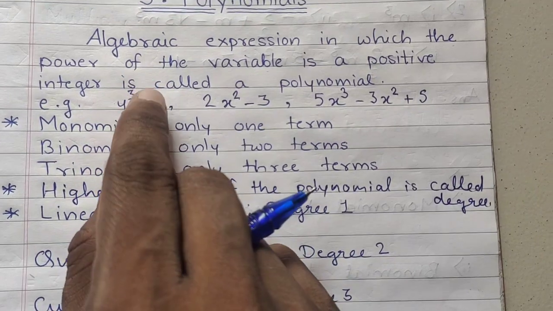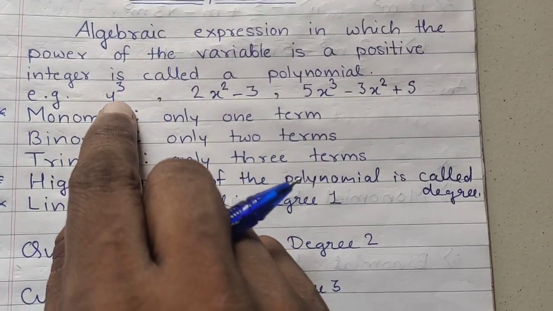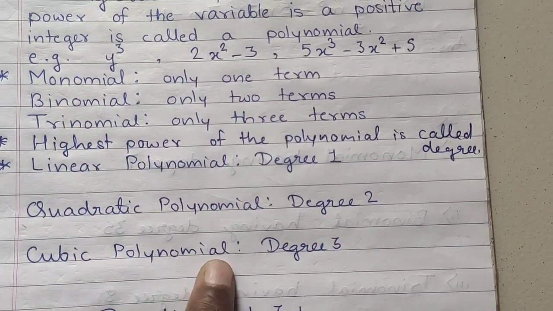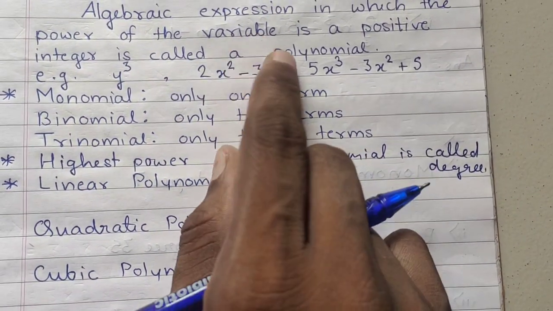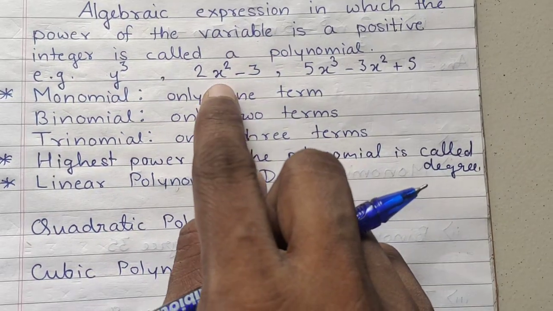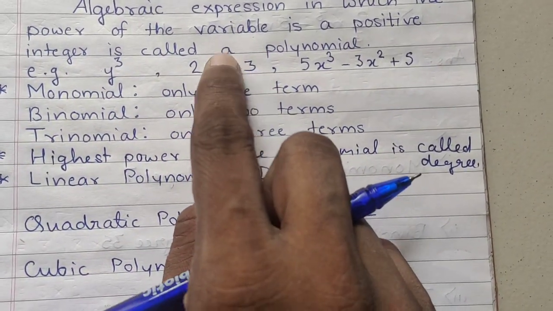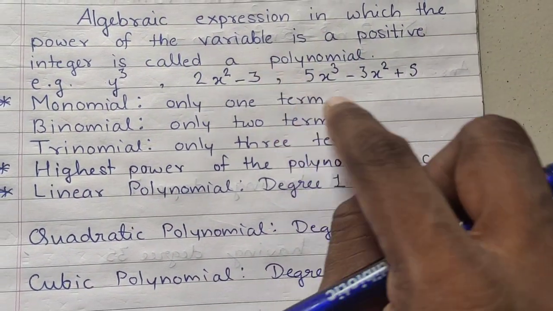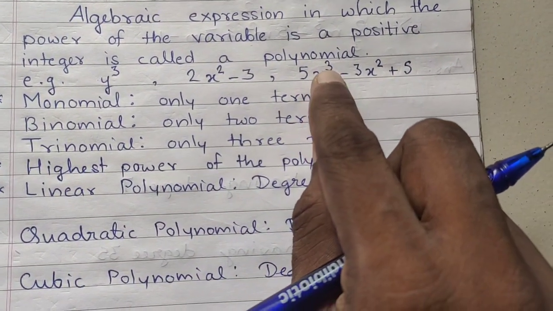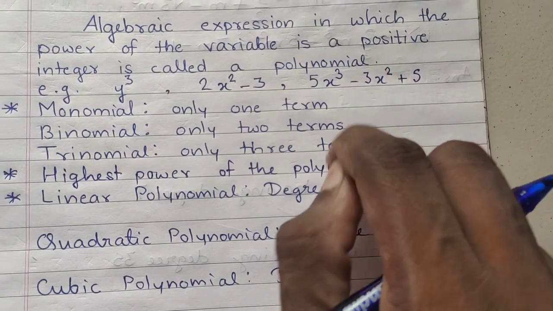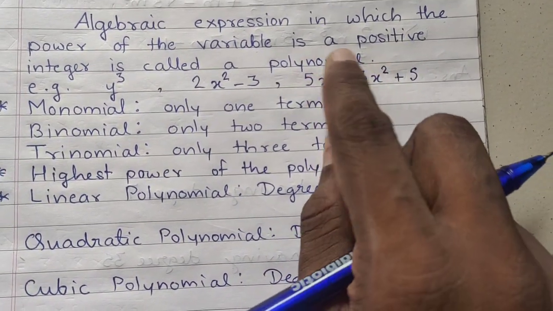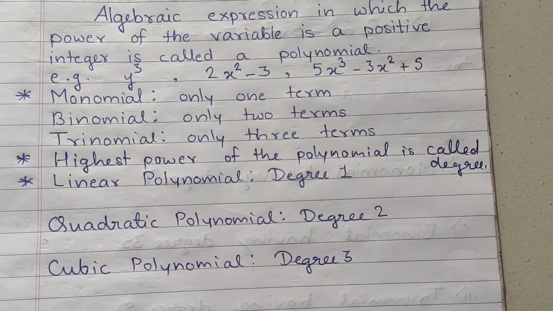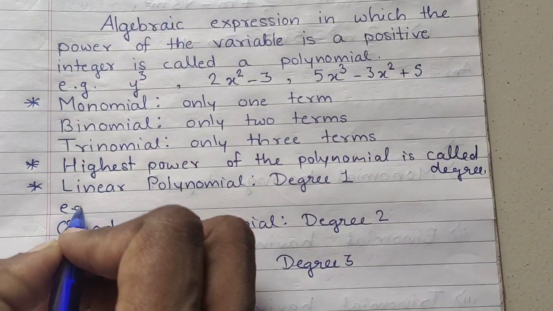Now see, in this example, what is the highest power? 3 is the highest power, and power 3 means cubic. Now in this polynomial, what is the degree? 2, because the highest power is 2. So this is quadratic. Now in this polynomial, you can see here the power is 3 and here the power is 2. But the highest is 3. So highest 3 means cubic polynomial. Okay, let me write some examples.